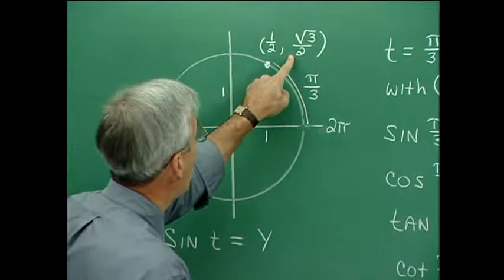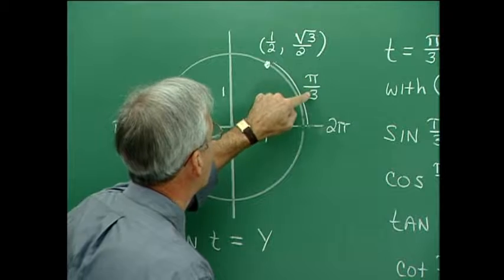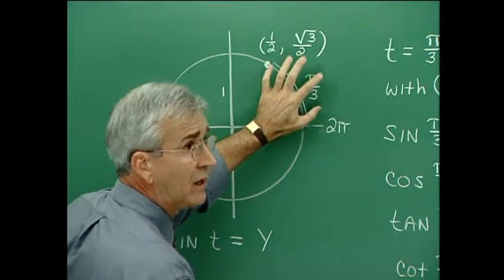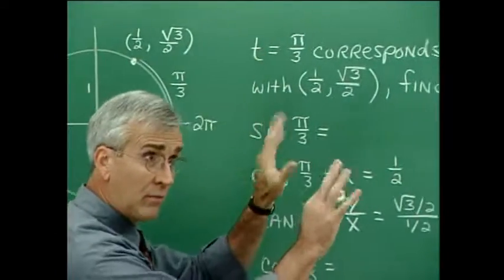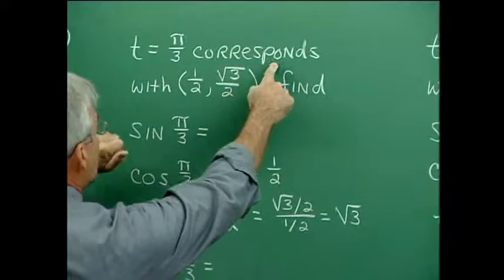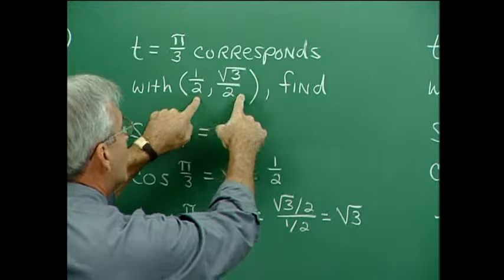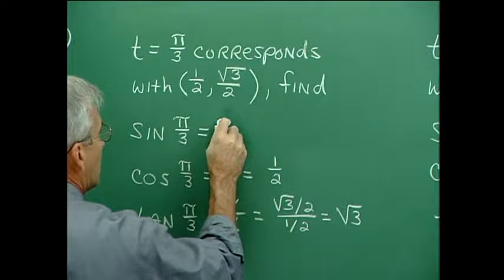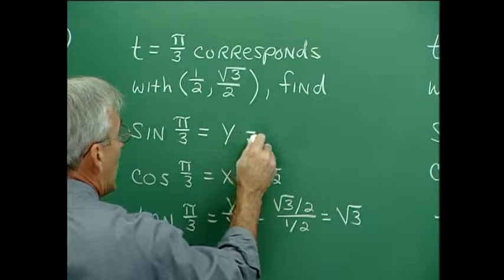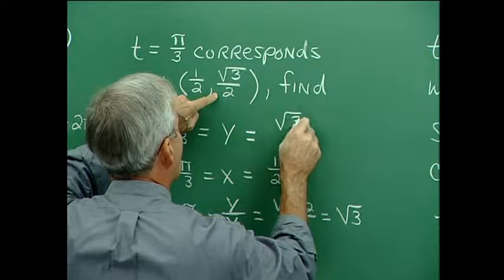Now, if those are the coordinates of a point associated with an arc length of pi over 3, then we can generate our trig functions just with this information. And here's how it works. T, a real number of pi over 3, corresponds with a point on the unit circle whose coordinates are given here. Find sine of pi over 3, the sine of that real number. Well, the sine of a real number is simply the y associated with it, and the y is the second component in the coordinates of a point. So this is simply the square root of 3 over 2.